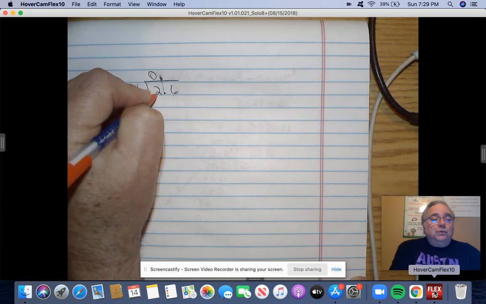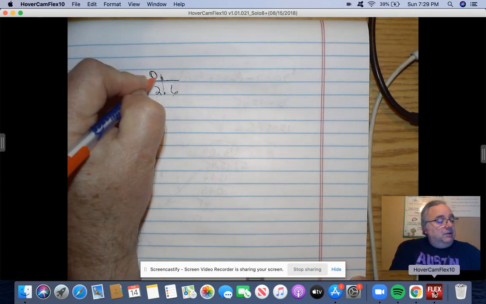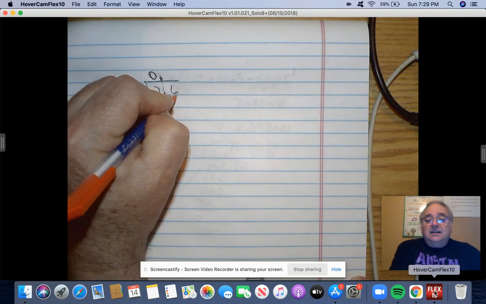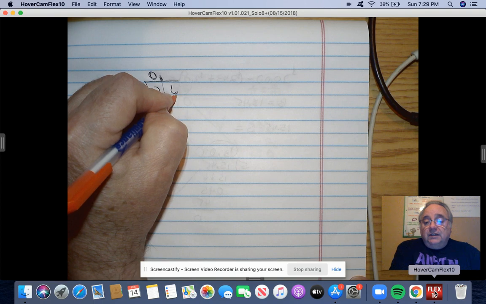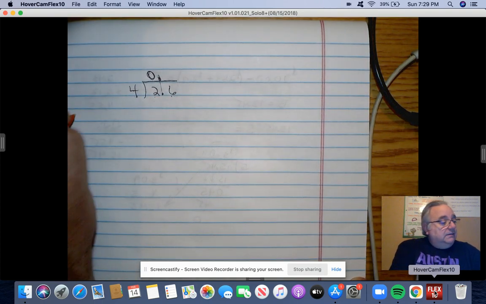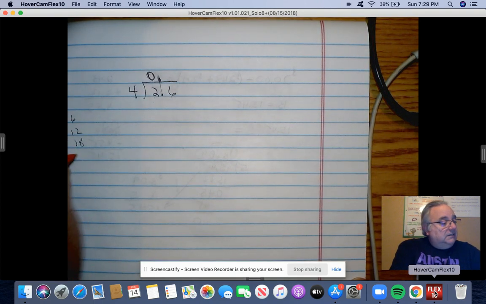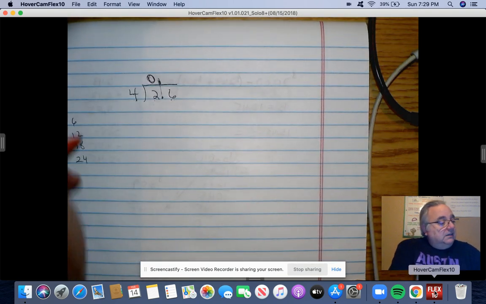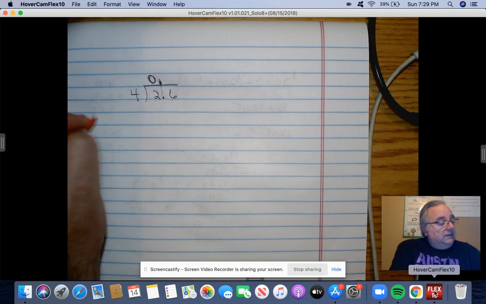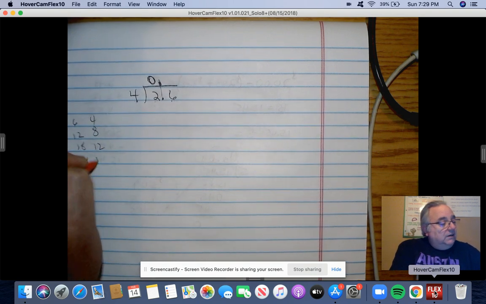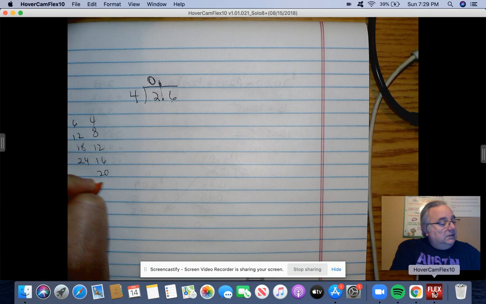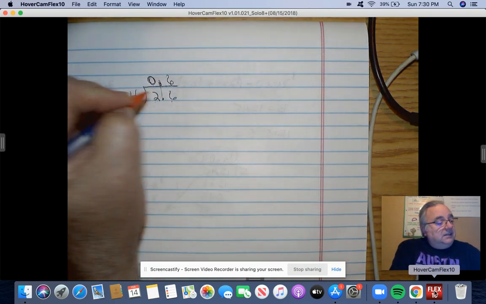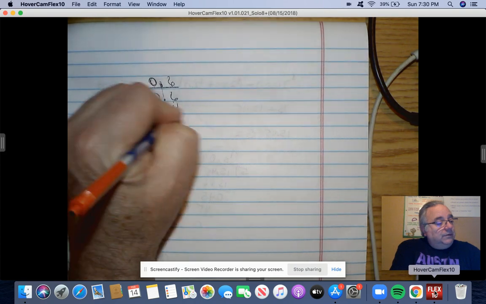4 divided into 2 ones doesn't occur, so I put a 0 up here. But 4 into 26 tenths can happen. So 4 times what? 6, 12, 18, 24. Oh, I'm doing sixes. I need fours. 4, 8, 12, 16, 20, 24. 1, 2, 3, 4, 5, 6. It's 6. That gives me 24.